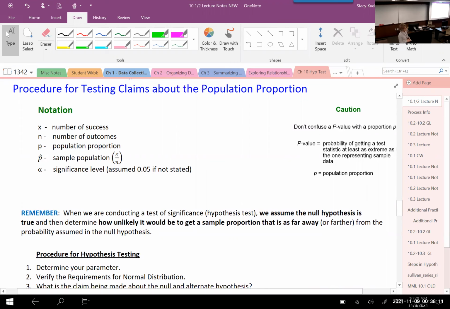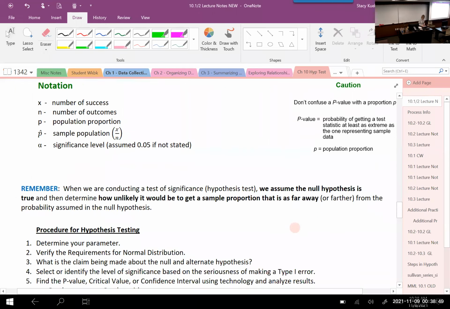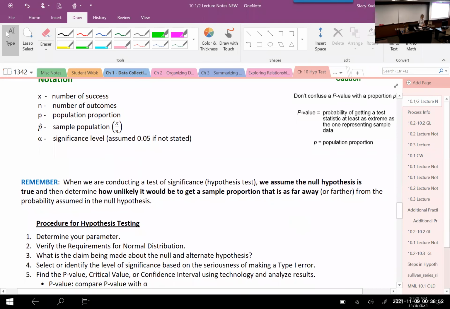We know X represents the number of successes. N represents the number of outcomes or the sample size. Lowercase p is the population's proportion. P hat is the sample proportion. And we've already defined this, but alpha, that squirrely letter, represents the significance level. So unless it's otherwise stated, we assume 0.05. That's kind of the standard industry number. Assume 0.05 unless other things have been discussed.